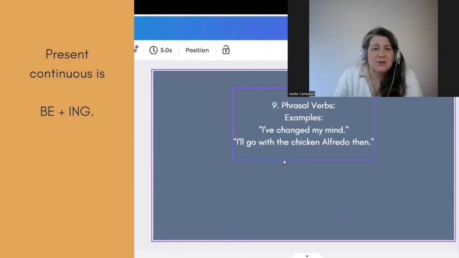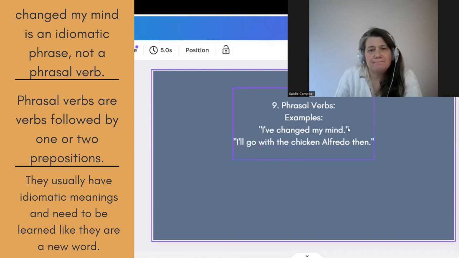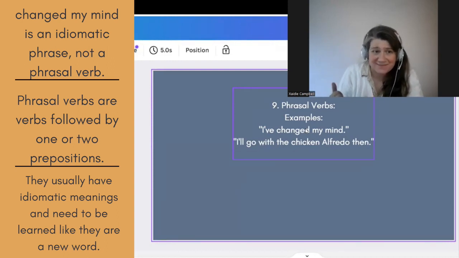All right, phrasal verbs. I've changed my mind. We change our mind. Phrasal verbs are very idiomatic. We go with the chicken Alfredo. That doesn't mean I'm going to the movies and the chicken Alfredo is my date. That's also a way of saying I go with this person. But I'll go with the chicken Alfredo means I'm going to try the chicken Alfredo.